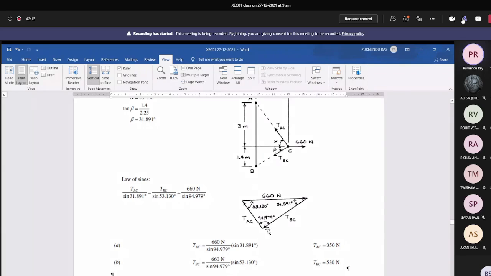Otherwise, it will be some approximate position. Roughly you can get a line parallel to this and parallel to this. Otherwise, the only way is to draw lines parallel to those given directions. Then the law of sines you apply again for this triangle here. But if you need to apply the famous and well-known Lami's theorem, you apply it for this free body diagram: 660 divided by sin(alpha plus beta), TBC divided by sin(pi minus alpha), and TAC divided by sin(pi minus beta). The same thing you will get like this.